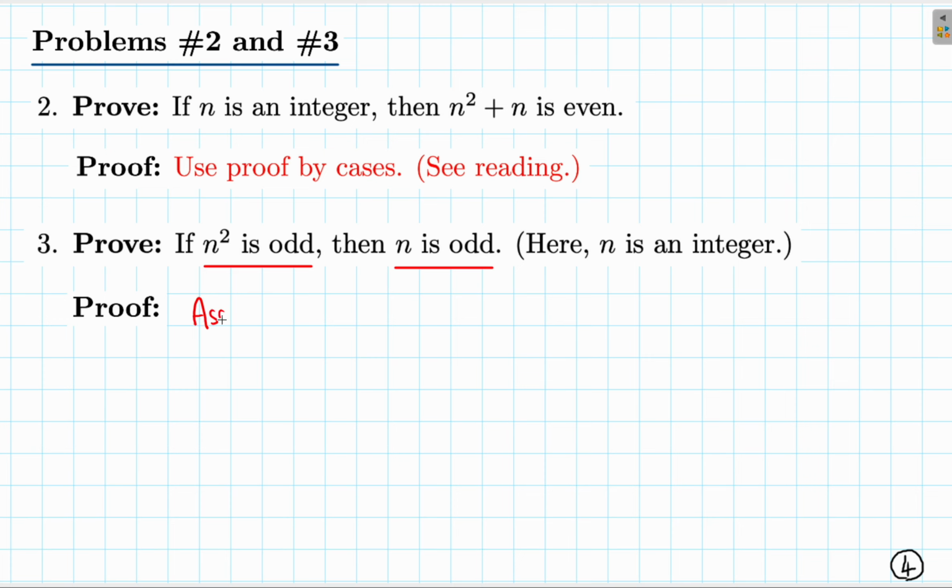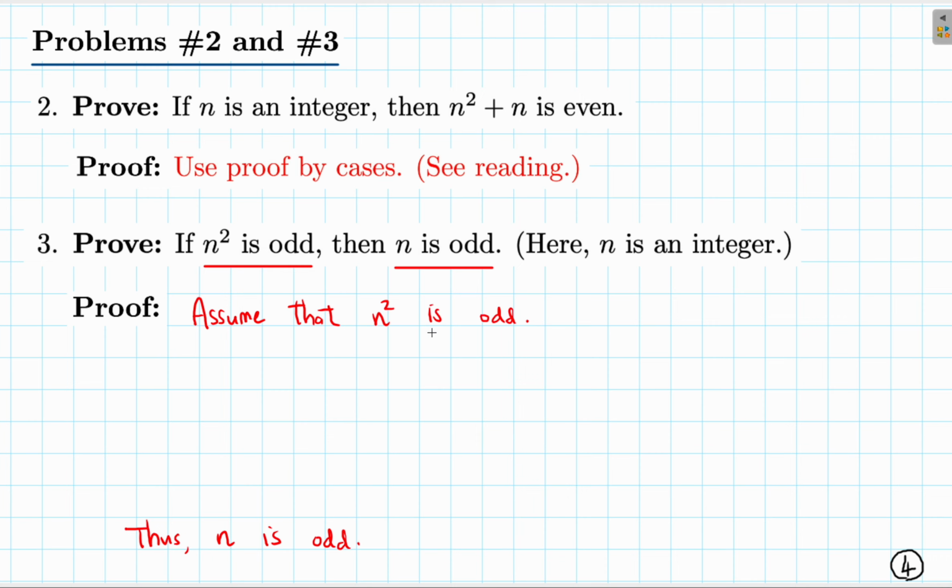So assume that n squared is odd. And then at the very bottom, let's write down our conclusion. So that's n is odd. So we can say thus, n is odd. Now this is looking similar to our earlier proof.